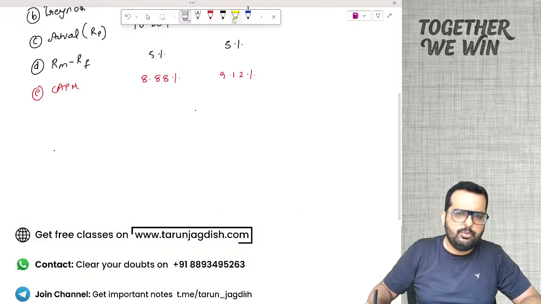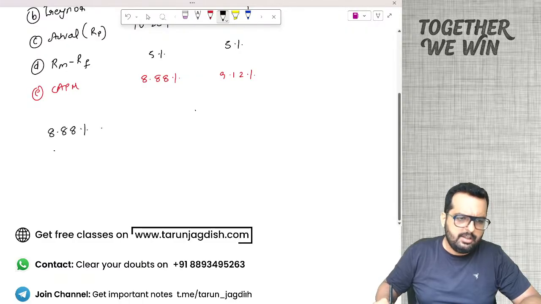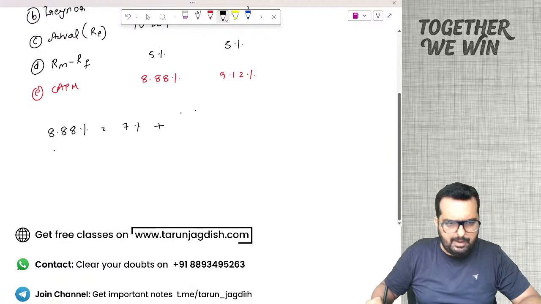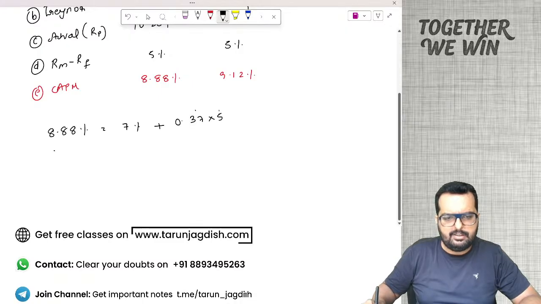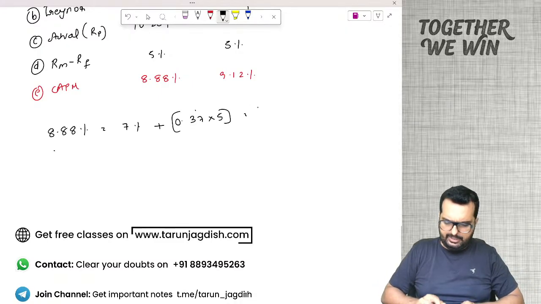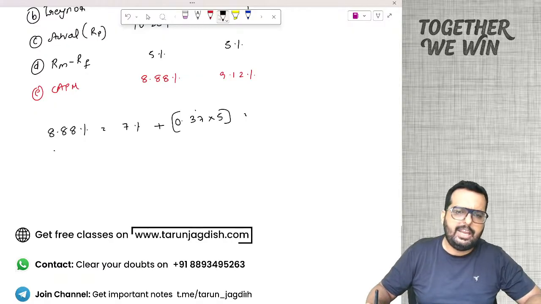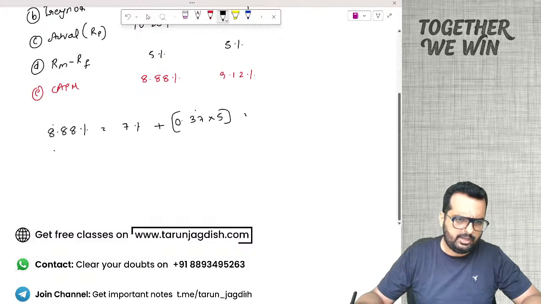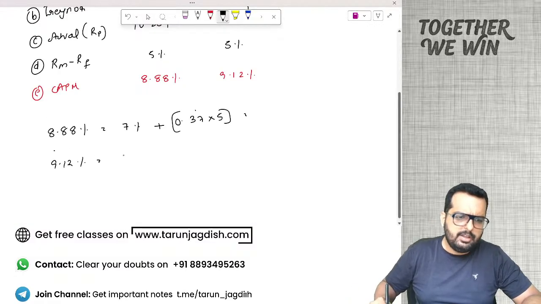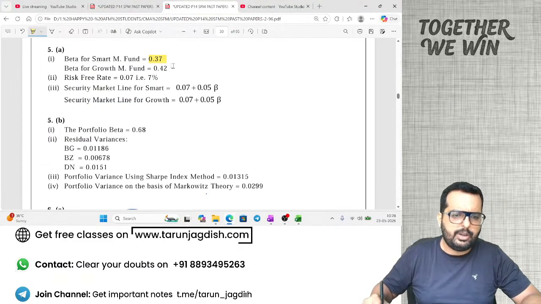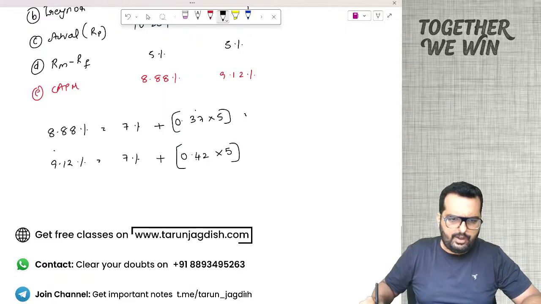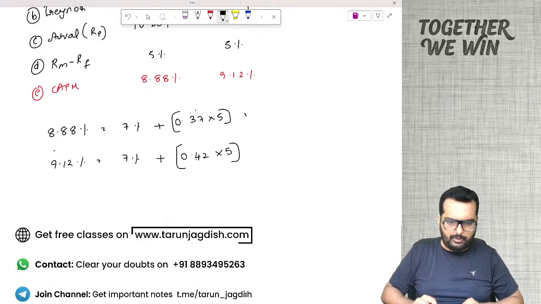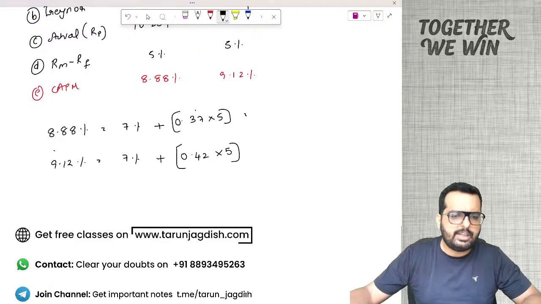I'll show you. If you put 7% here, 8.88 is equal to 7% plus whatever equation they have put. Let's write it down. They got beta as 0.37. 0.37 into 5 plus 7, you get 8.85. Almost the same, but not 100% accurate. Second one: 9.12% is equal to 7% plus they got the beta as 0.42 into 5. So 0.42 into 5 is 2.1, plus 7, you get 9.1. This also tallies.